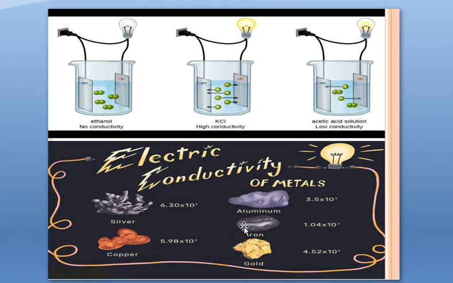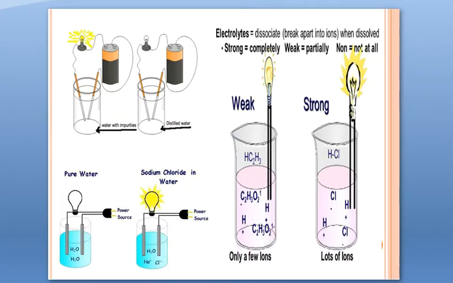This is metallic conduction and the conductivity values are given here. Silver has the highest, then copper, then gold, then iron, then aluminium. All of them undergo metallic conduction. That is, they conduct electricity because of the movement of mobile electrons. Right? I've taken more examples here just to clear the concept.